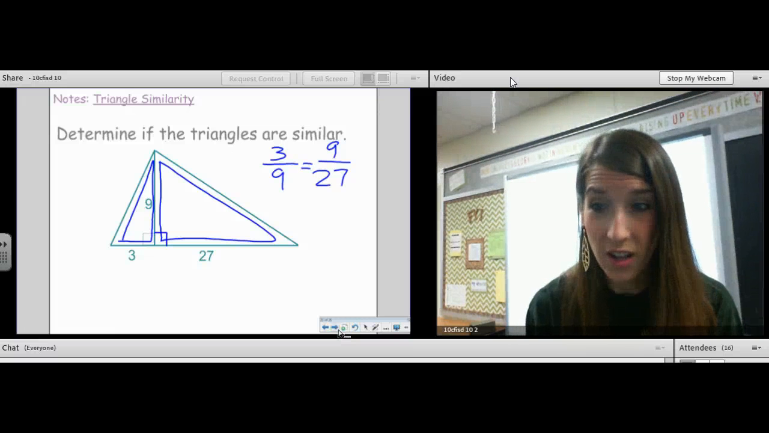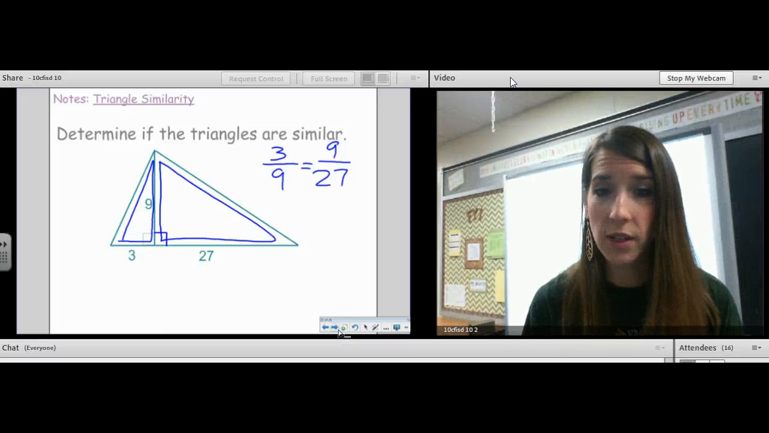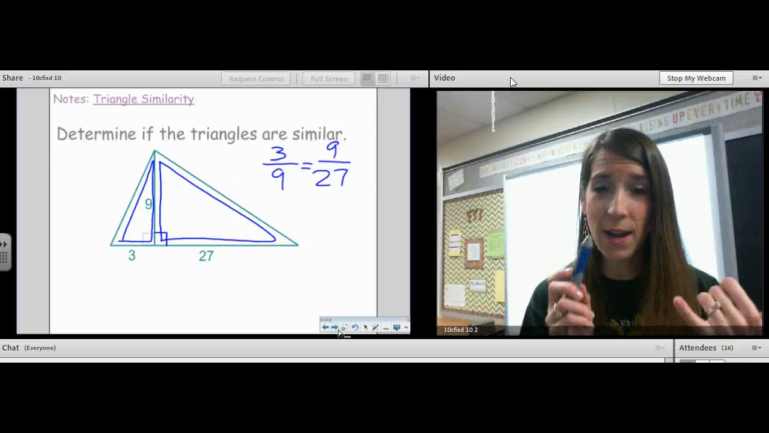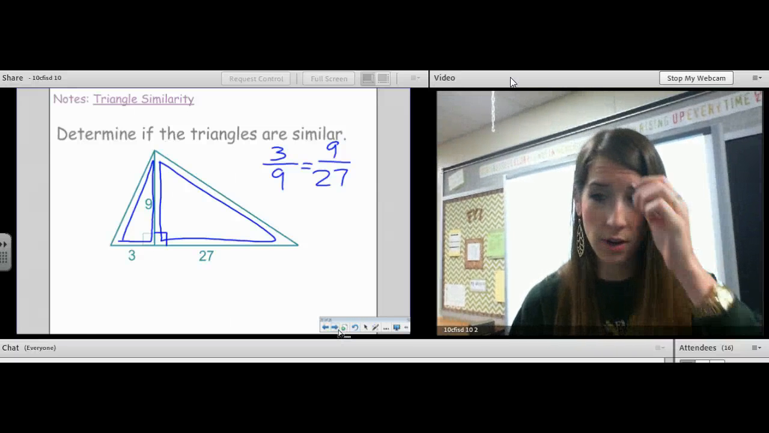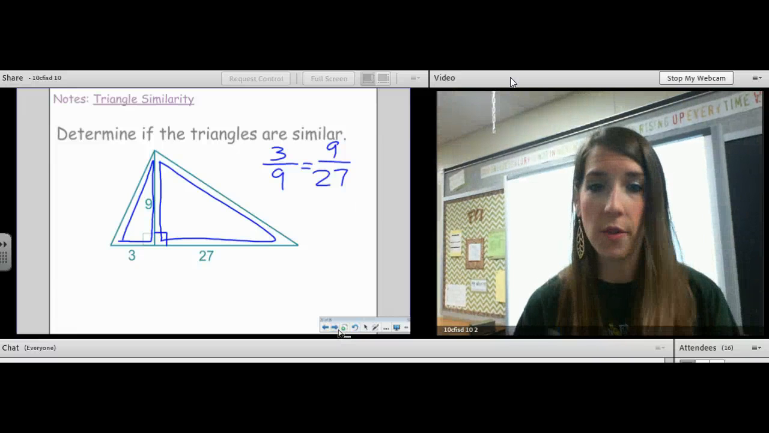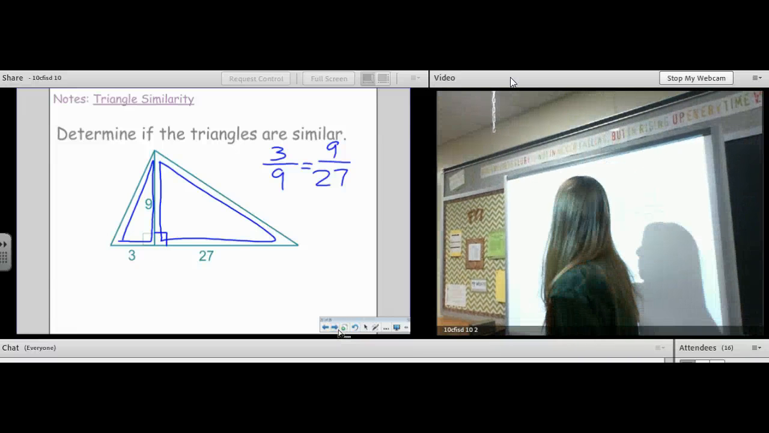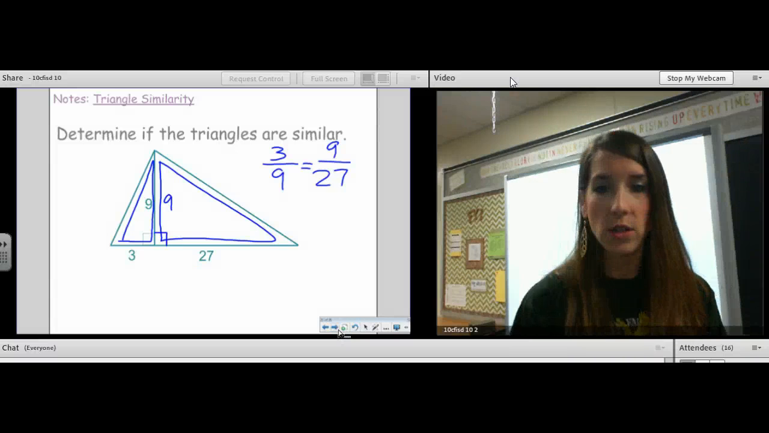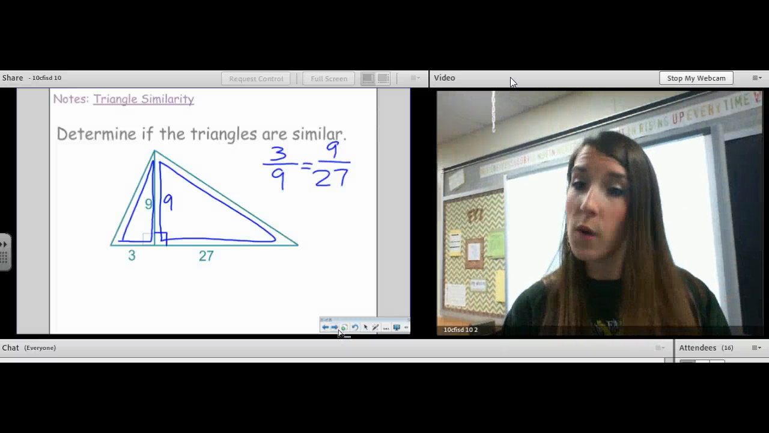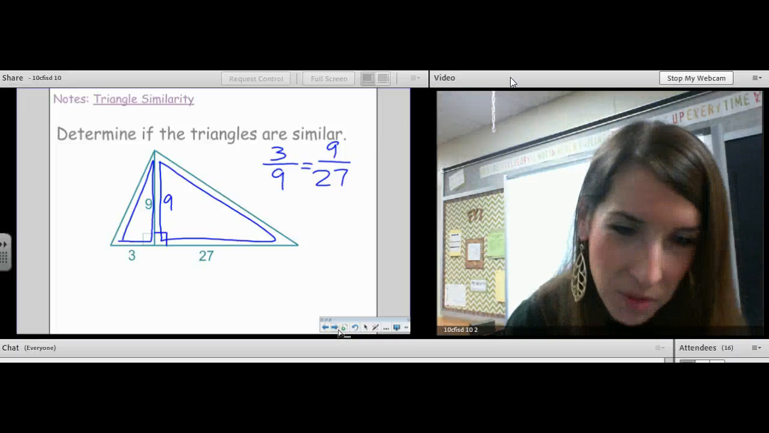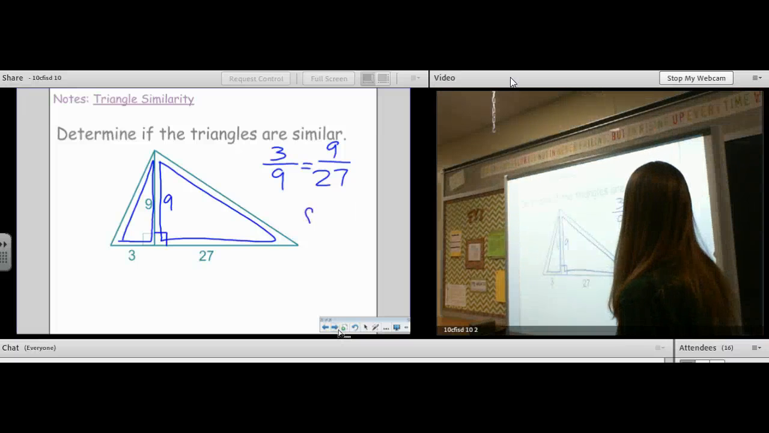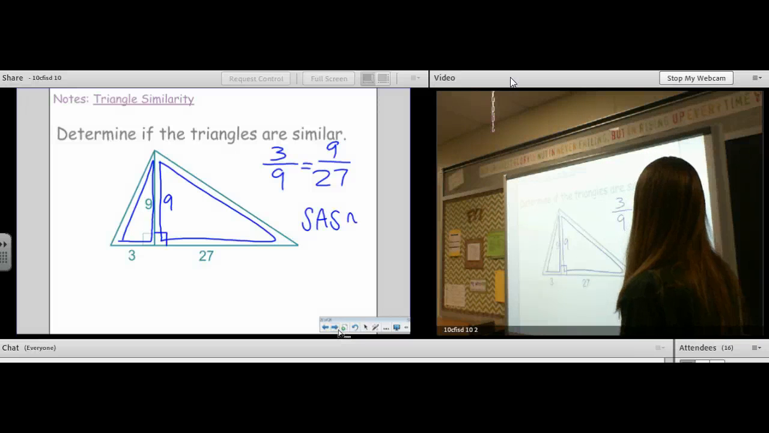And that's hard conceptually because we use the 9 twice. The 9 was the smallest and it was the largest, depending on which triangle you were looking at. So if you need to draw those separately, you can draw them separately, or you can put the 9 twice if you want to. 3/9 is 1/3 and 9/27 is 1/3. What symbol is that, Helaman? So these are side angle side squiggly.